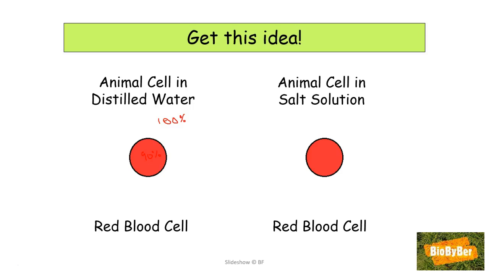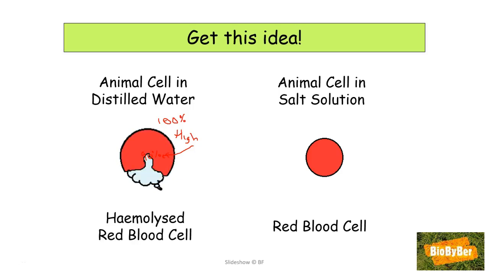Well, as we've just learned, water is going to move from a high concentration of water. In fairness, if it was an exam, you can't get anything higher than 100%. So the water will move from a high water concentration across the semi-permeable membrane to a low water concentration. As a result, the red blood cell will swell up and burst. This is a hemolyzed red blood cell.